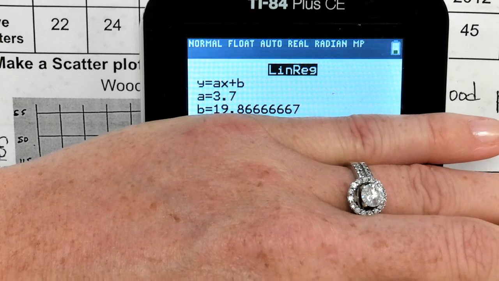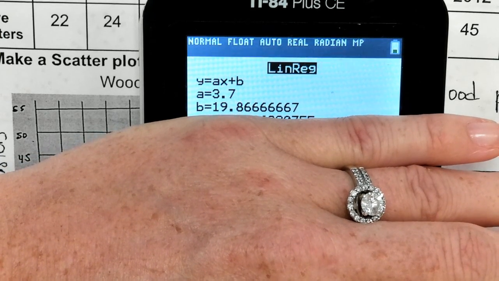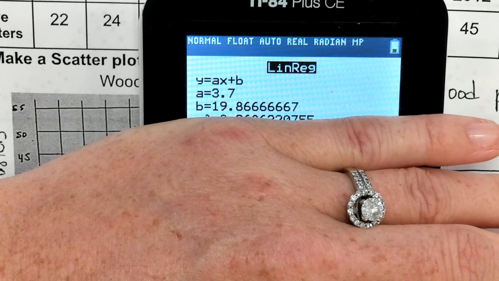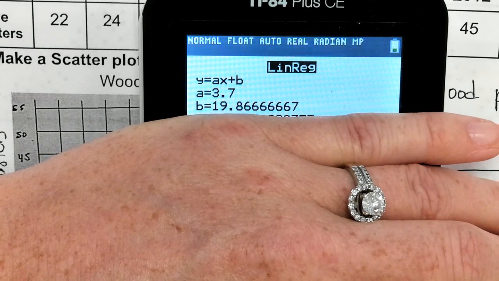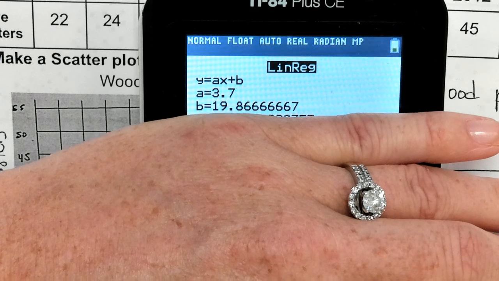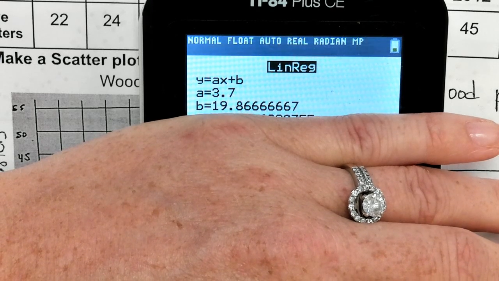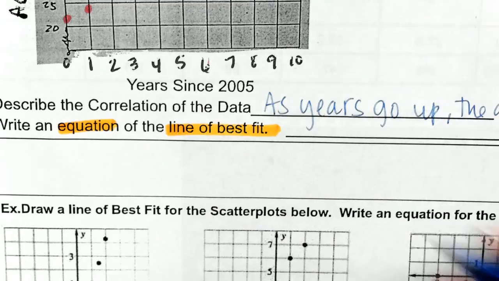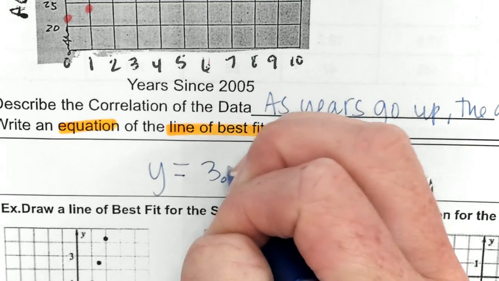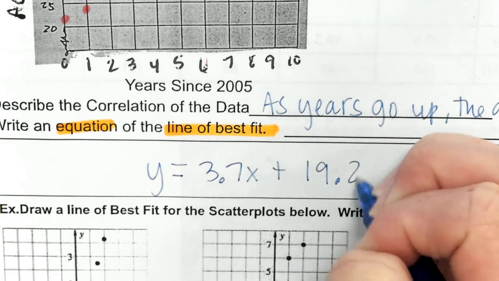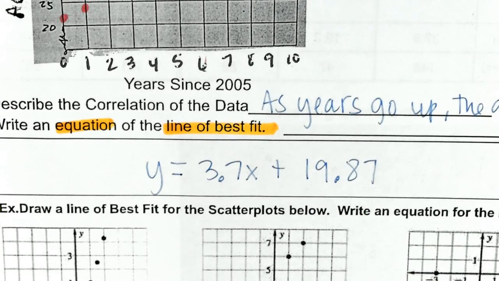That is your equation. It's usually going to be some crazy decimals. If they go past the hundredths place, I want y'all to round to the hundredths place value. Does everybody understand? What are we rounding to? Hundredths place. So what would my equation be? Y equals 3.7x plus 19.87. So my equation of line of best fit, and we can just use this, is y equals 3.7x plus 19.87. We're going to round to the hundredths place if needed.